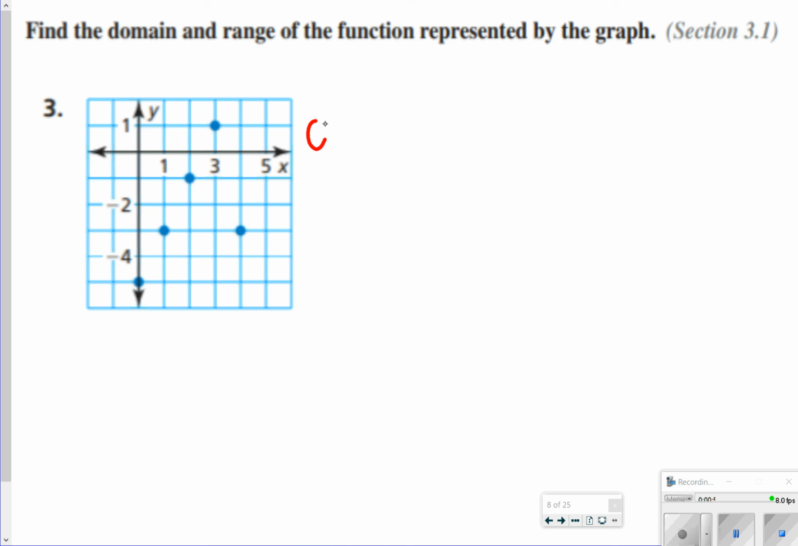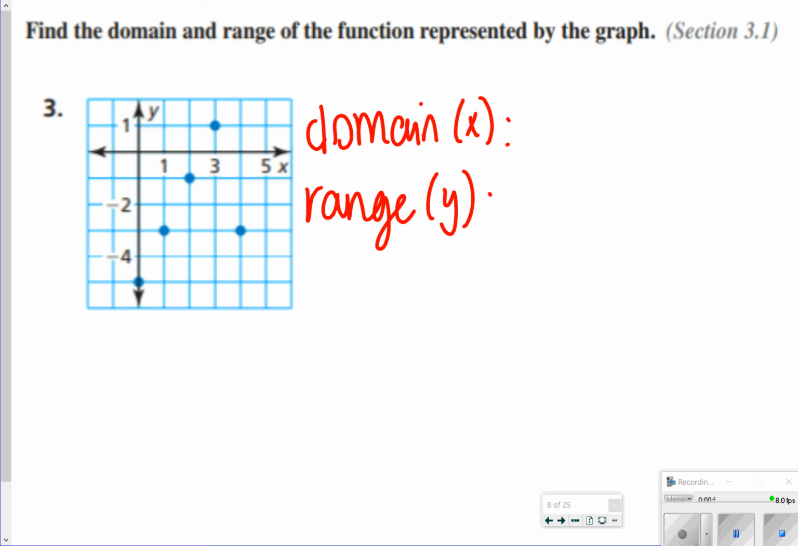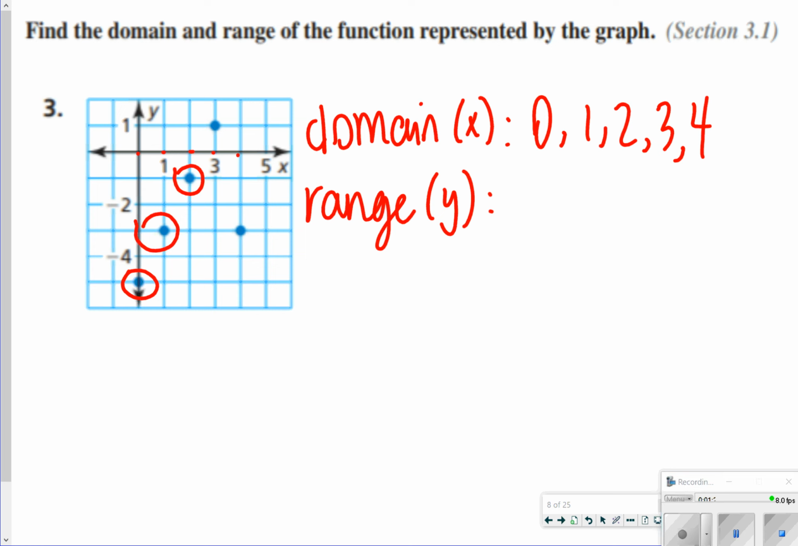So what we're basically going to do is list the domains, which remember are the x values, and the ranges, which are the y's. For the x values, I'm just looking at the x-axis, so I have one on 0, 1, 2, 3, and 4. For the y values, I'm just looking at the y-axis, so I have one at -5, one at -3, one at -1, one at +1, and then again another one at -3. I don't have to list the -3 twice, so what I can do is just list -5, -3, -1, and 1.